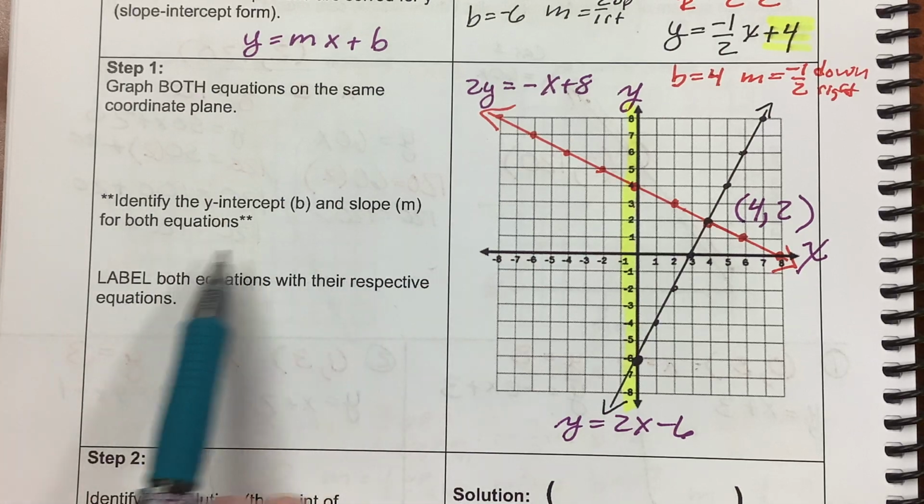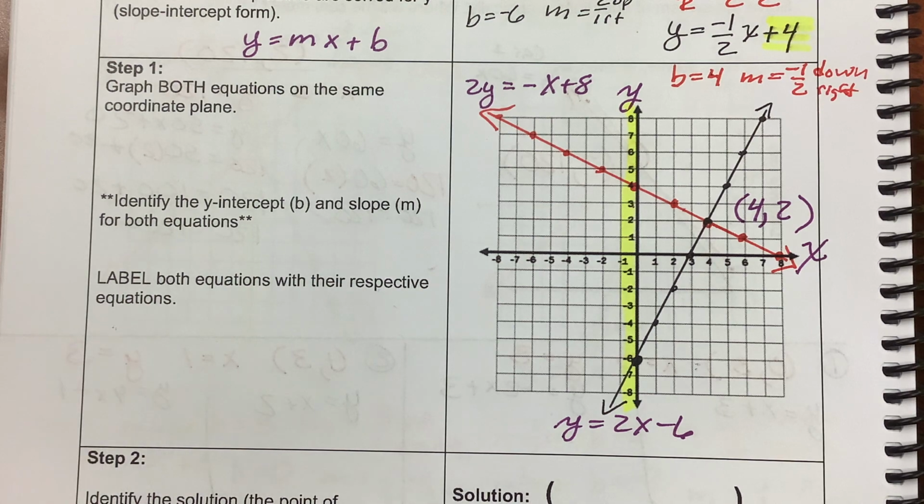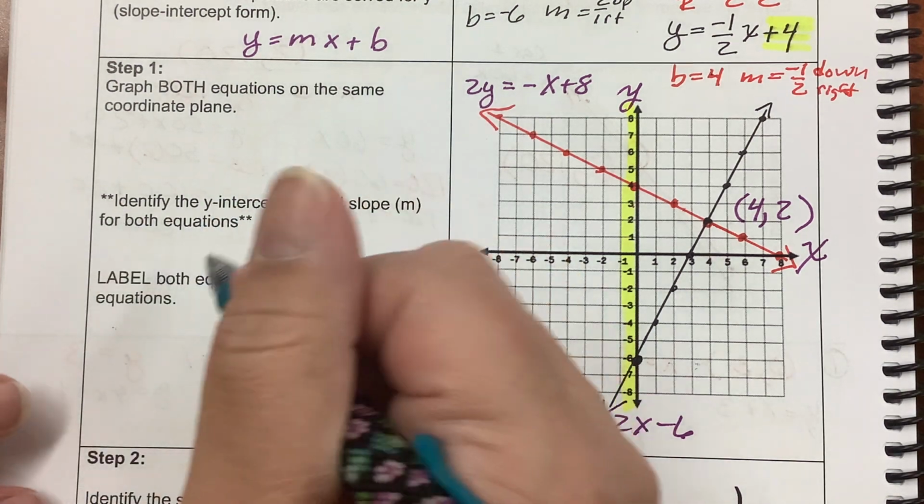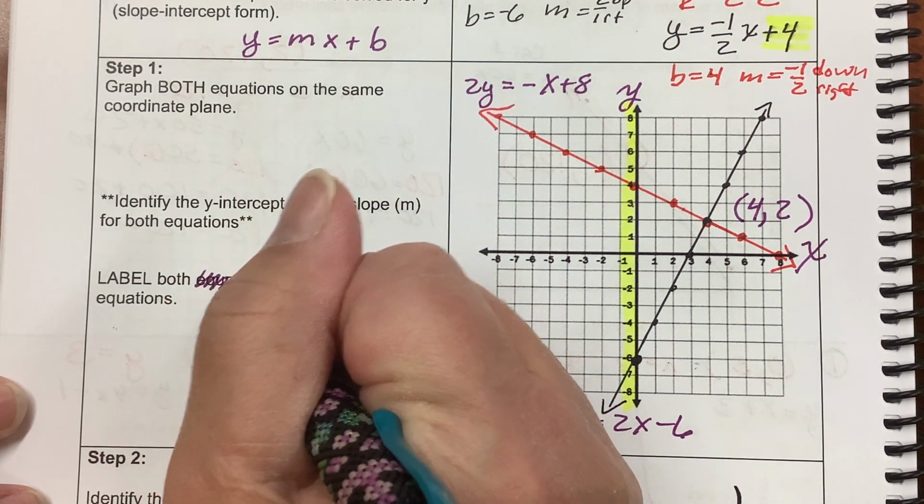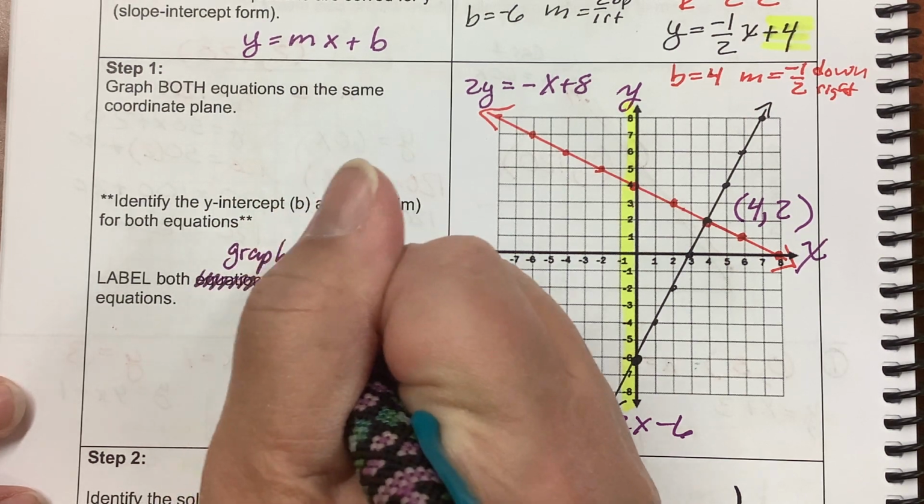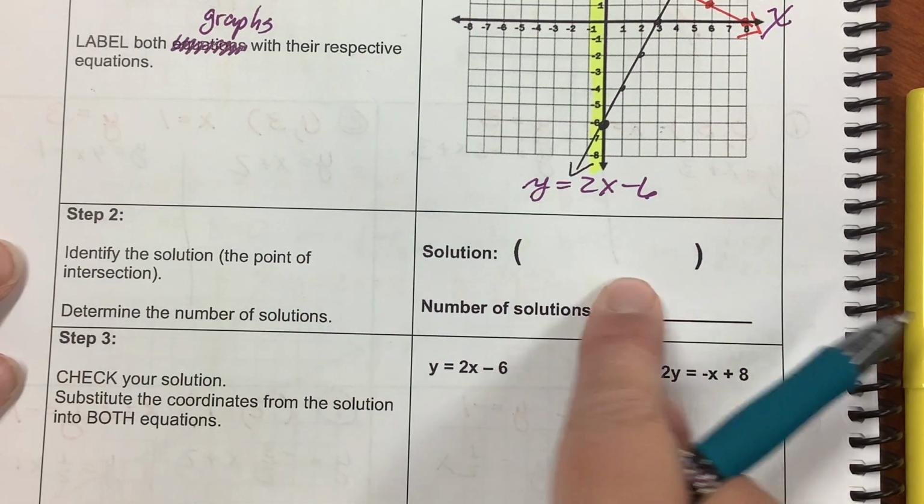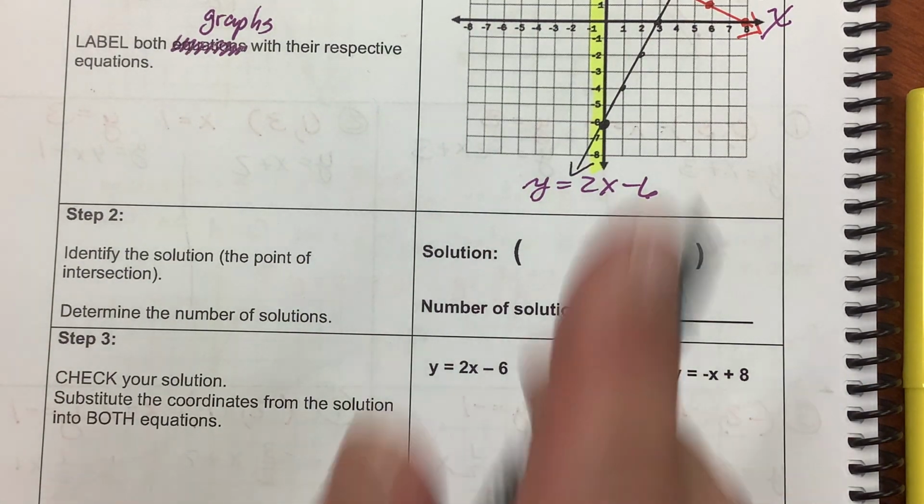Make sure I label it, it says it right here. Identify the y-intercept and the slope. Label both graphs with their respective equations. So, what's my solution? 4, 2.